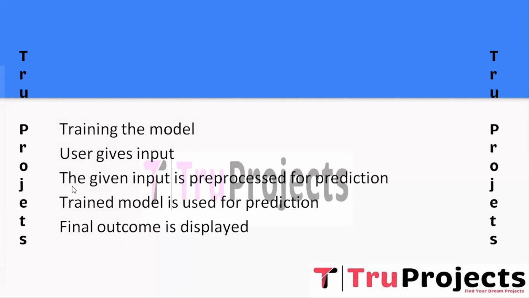And the next step is the given input is pre-processed for prediction. When the user submits a retinal image, the input image undergoes pre-processing to align with the requirements of the trained deep learning model. This pre-processing step ensures that the user input is appropriately prepared for glaucoma prediction. And the next step is the trained model is used for prediction. The pre-processed input image is fed into each of the trained deep learning models like Inception ResNet V2, DenseNet 121, and CNN.